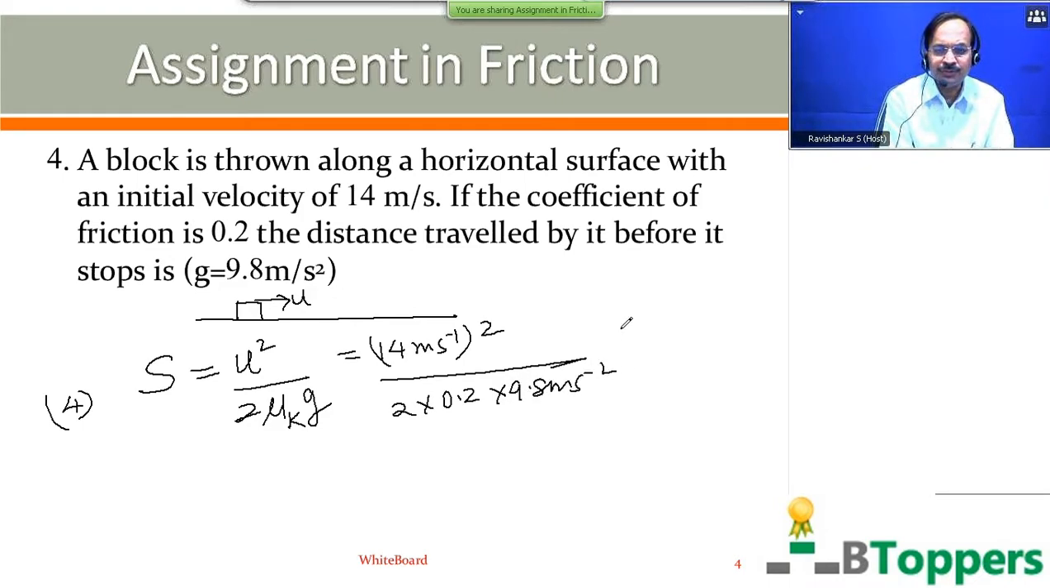So this you have to simplify. So you get here 196 by 2 into 1.96 meter. So that will be 100 by 2 meter, or 50 meter is the answer.